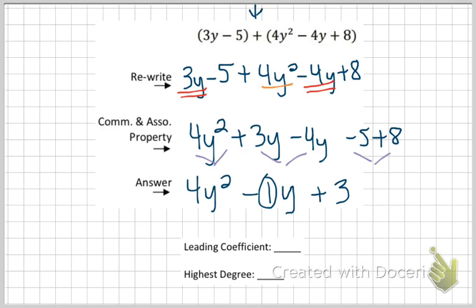Now do we really need to put that 1 there? No, we don't. So I'll just erase it. Now who's the leader of this trinomial? Because there's 3 terms, the 4. What's the highest power? A 2.